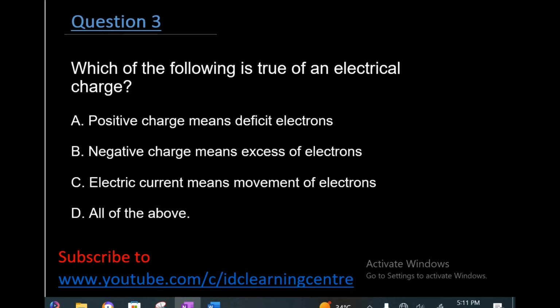Alright, then the electric current is simply talking about the flow of the electrons, the movement of the electrons. So all of the above is correct concerning electric charge. Therefore, the right answer for this question is option D. So let's go to the next question.